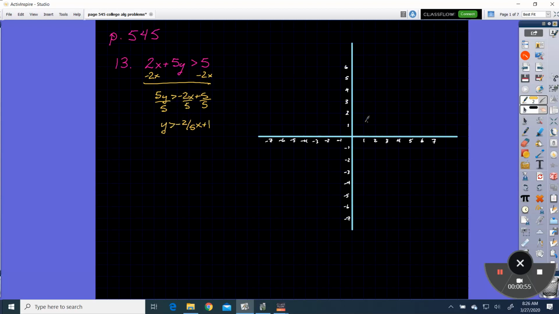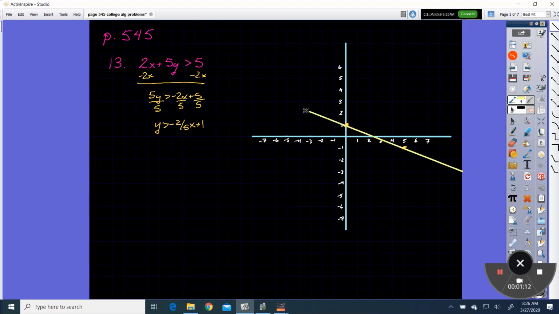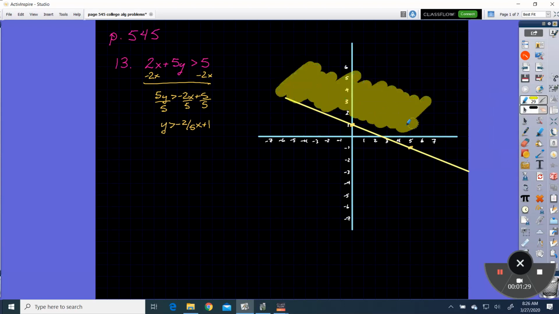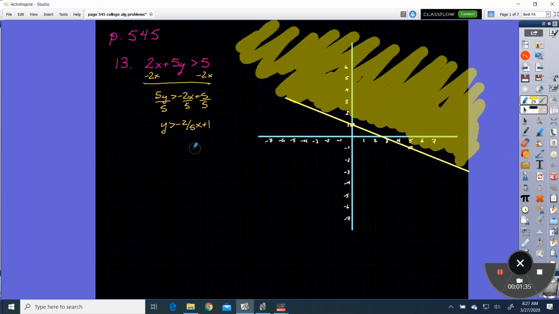All right, so this says I start at 1. I go down 2 and over 5. And then you just connect your line. And there you are. So that's the first part, but then it says it's greater than, means that I'm going to shade above. Okay, so greater than, I shade above. And that's the answer for that.